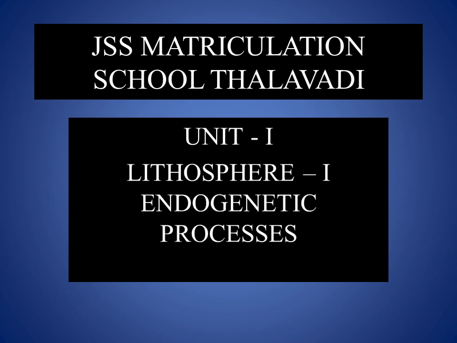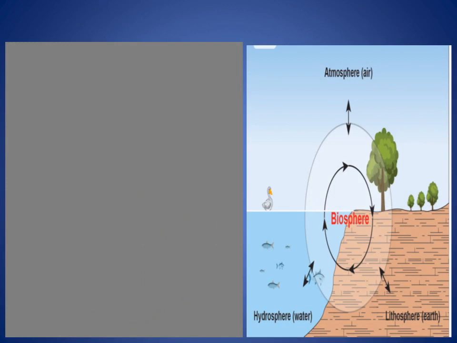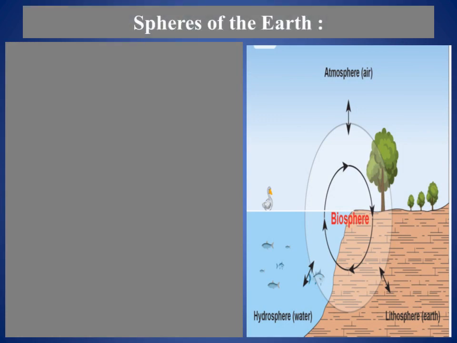Today, I am going to explain Geography Unit Lesson number 1, Lithosphere 1, the Endogenetic process. The Earth is a unique planet of the solar family. The Earth is composed of 4 spheres, namely the lithosphere, the atmosphere, the hydrosphere, and the biosphere. This lesson focuses on the internal process of the Earth. The sequence of lessons generally follows the spheres of the Earth system in a comprehensive manner.